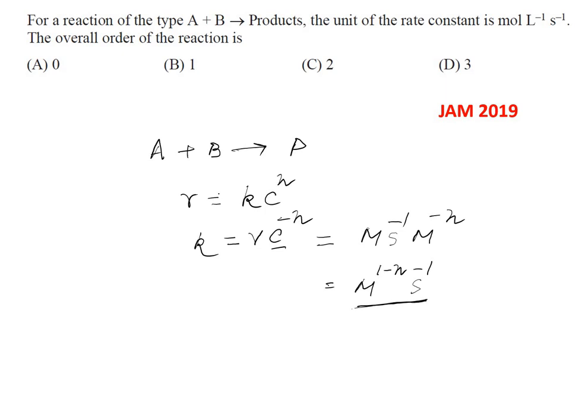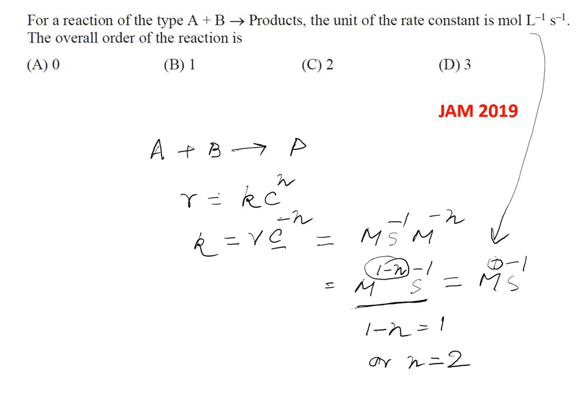But here the unit of rate constant is given, and that is mole per liter, that means M. So clearly, to equate the power here, 1 minus n equals 1, so n equal to 0. So it is the 0th order reaction. That means option A should be correct. Option A is correct. Okay. So let us go for the next problem.